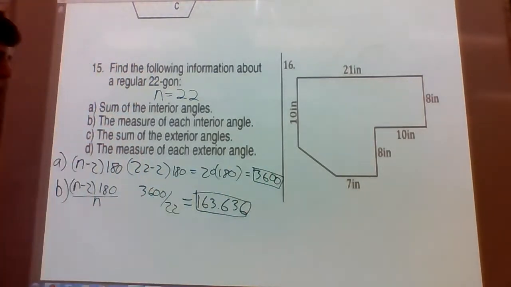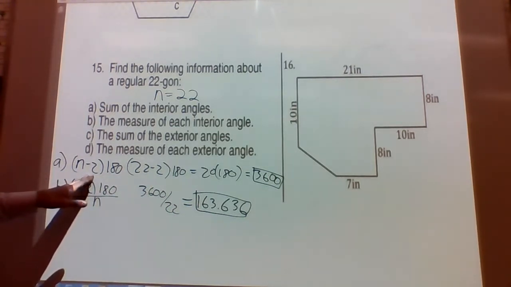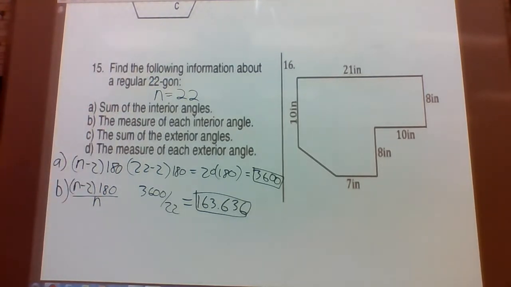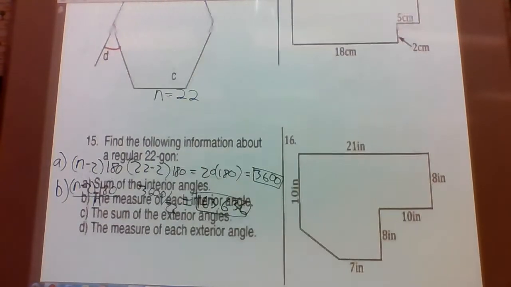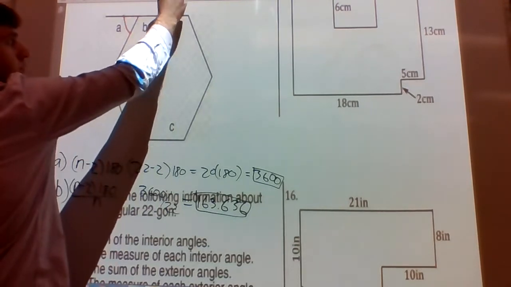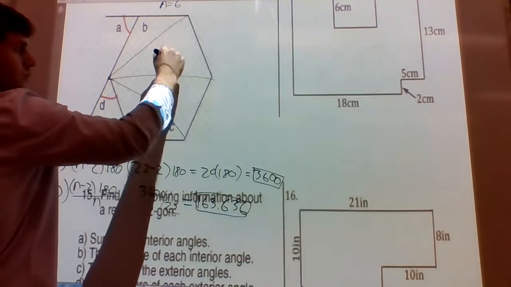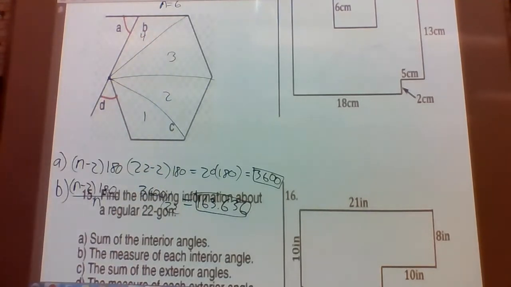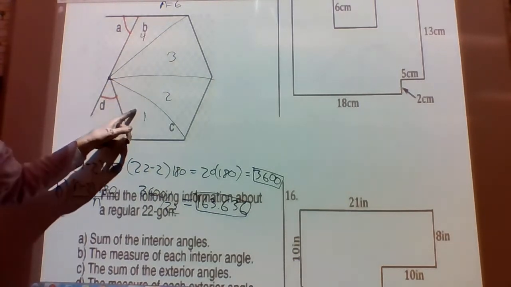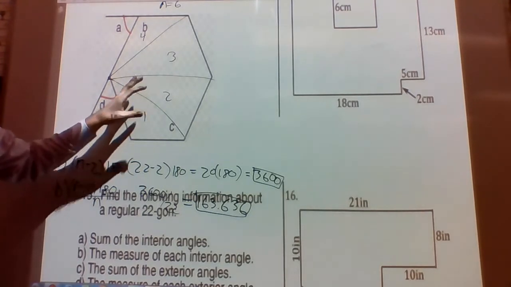Okay. Just to reiterate, we've talked about this a bunch, but n minus 2 represents the number of triangles you can make. For example, in the example above with the hexagon, n was 6. We could make 1, 2, 3, 4 triangles. Each triangle has a sum of 180, so we could do 180 times 4 triangles, and that got us a total of 720.